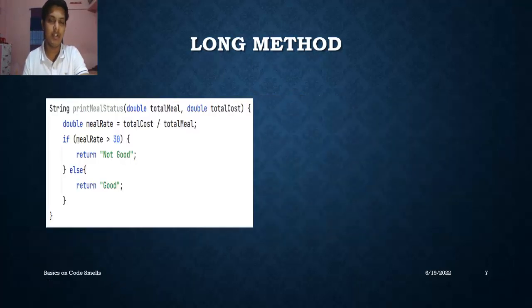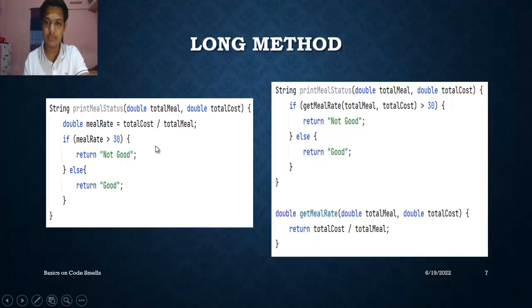At the very beginning, if we see a code example, we have a method called print meal status, and the main part is the meal rate calculation. If we break the meal rate calculation into a new method, then we can get maintainability. If we make a new method called get meal rate, which will return the calculation, we then go to our next step, which checks if the meal rate is more than 13, which is not good, else the meal rate is good.